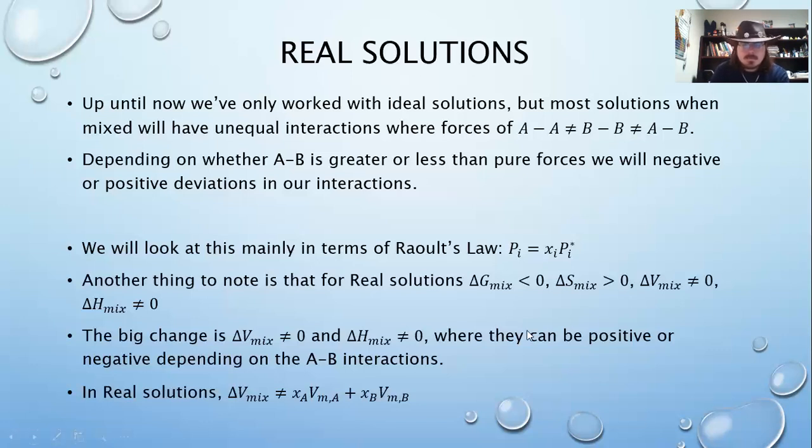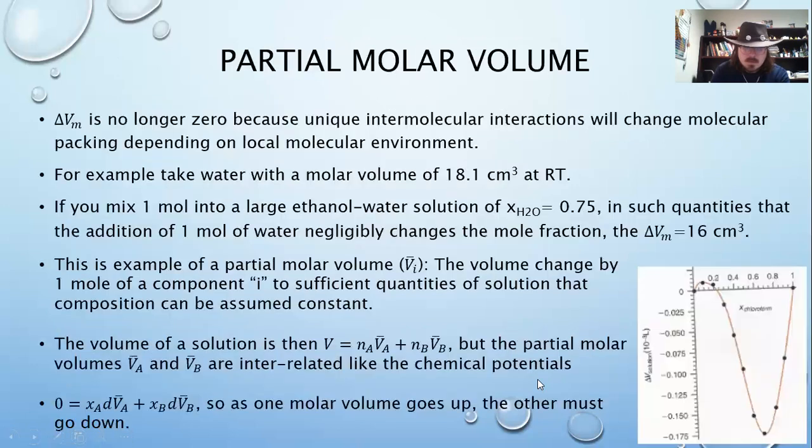So let's start by looking at partial molar volume. As I said, the volume of mixing is no longer zero, because unique intermolecular interactions will change the molecular packing depending on the local environment. So water should have a molar volume of 18.1 centimeters cubed at room temperature.